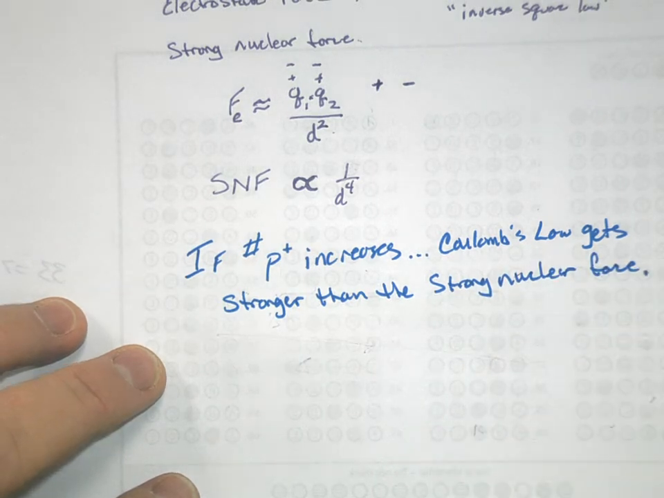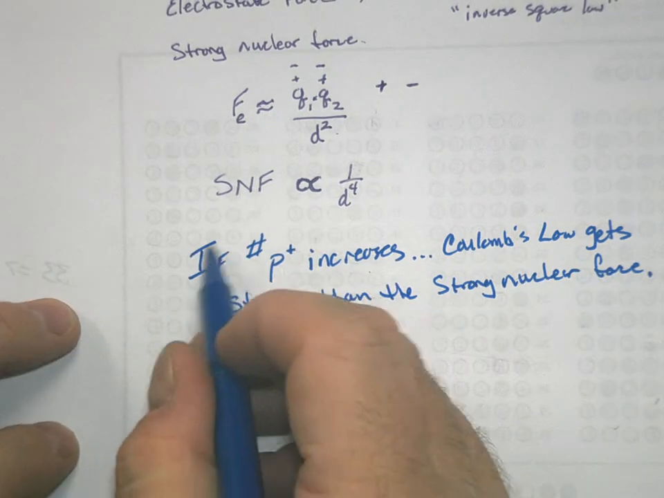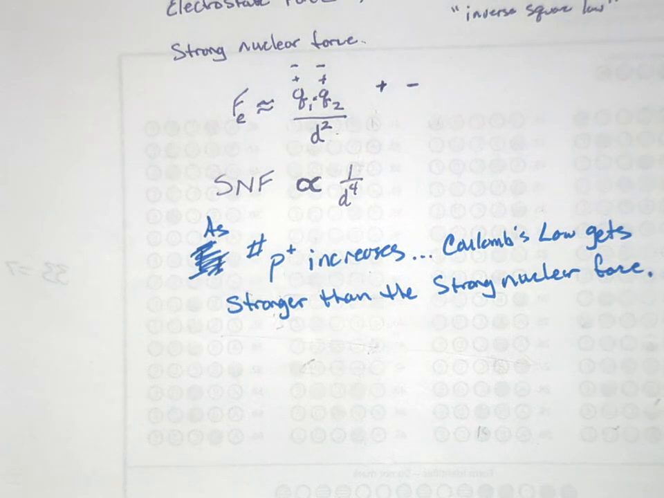As the number of protons increases, Coulomb's law starts to get stronger than the strong nuclear force. And the moment that happens on the periodic table, as we're increasing our protons, going across the periodic table, the instant that happens is right here at number 83.